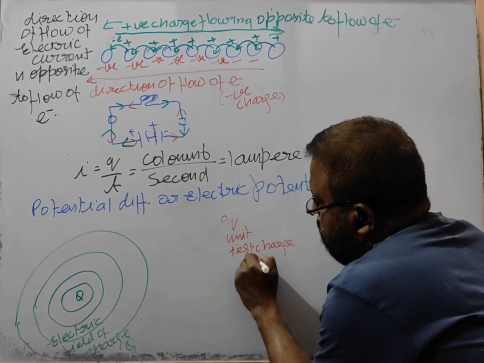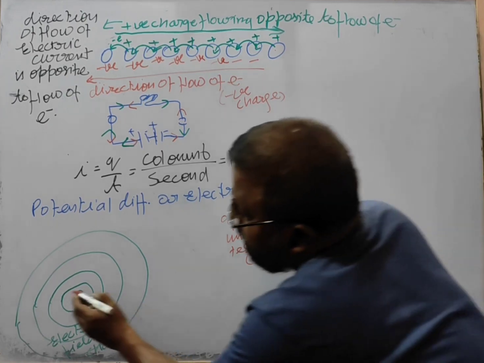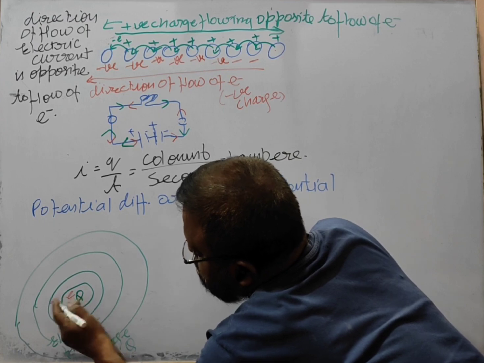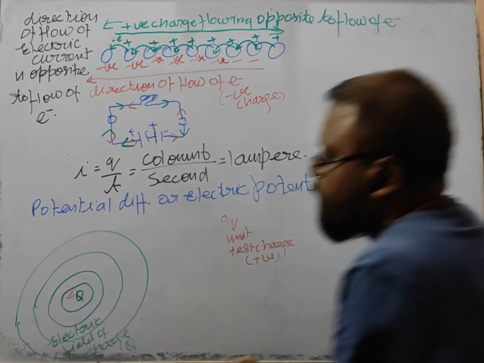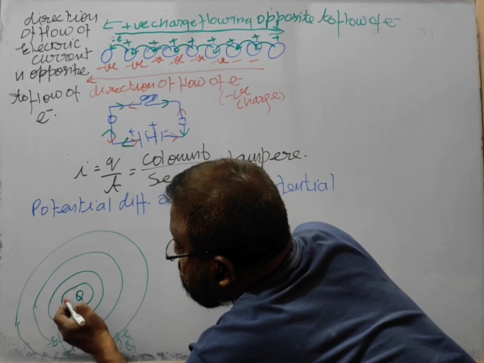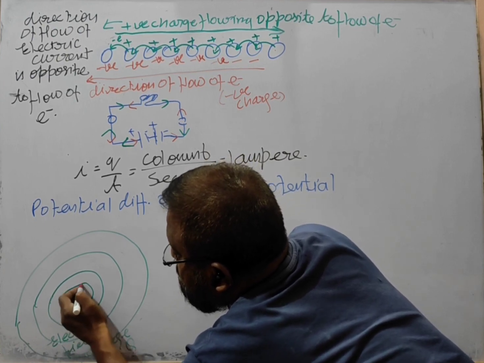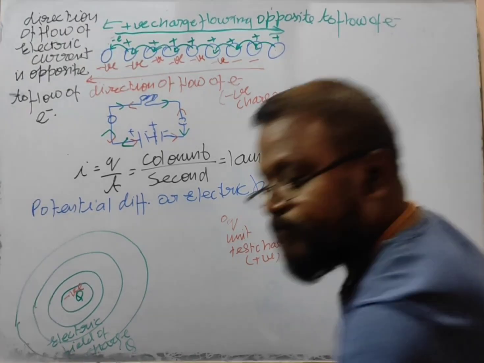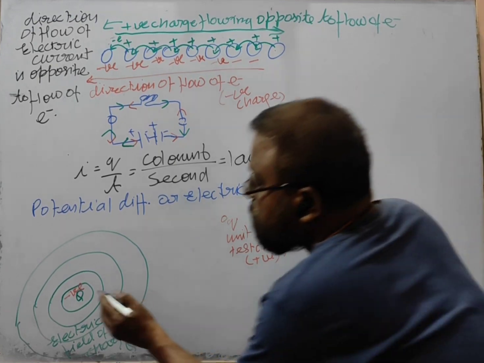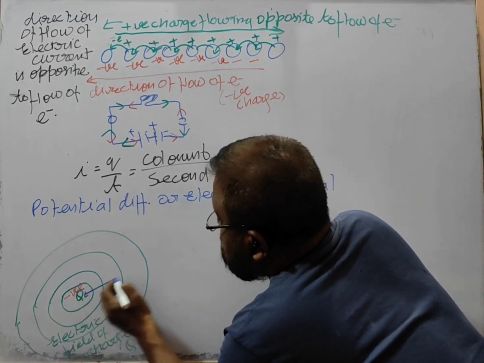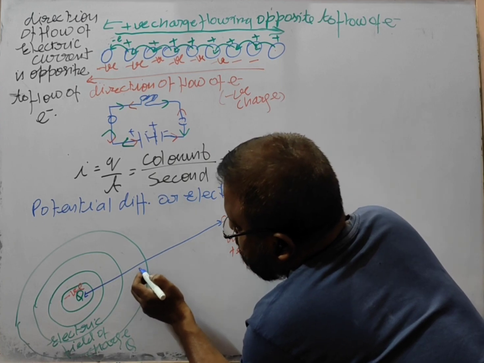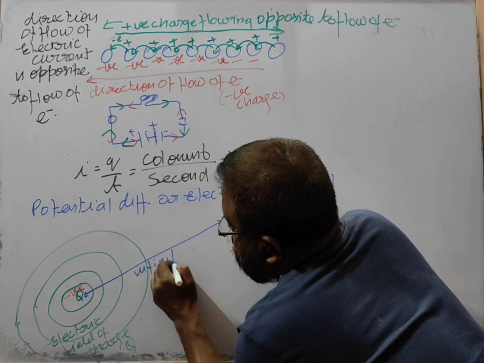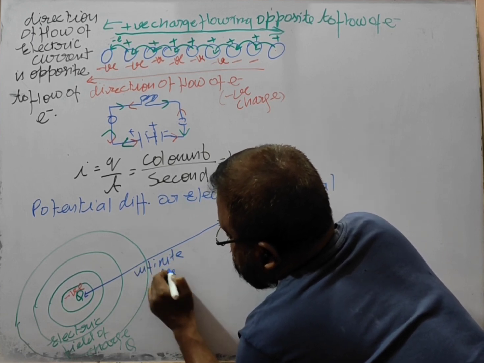By default, it is positive, right? And this Q is having negative charge, and the test charge is having positive charge. Okay. So the distance between these two is infinite. Infinite distance, right?